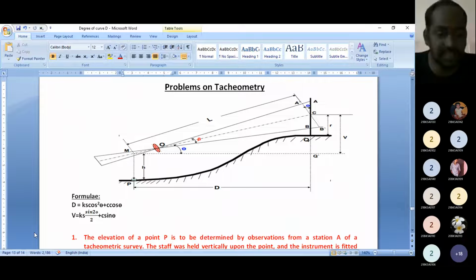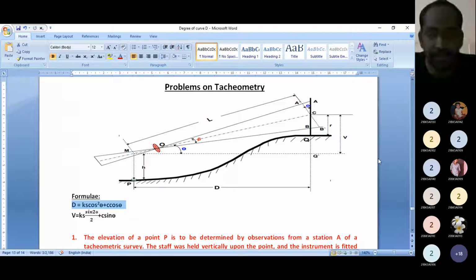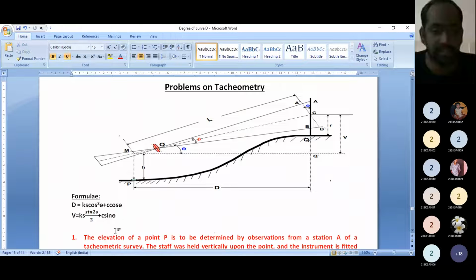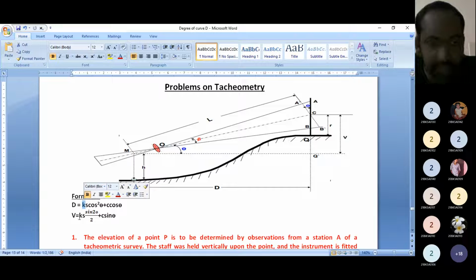To determine D, this is the formula: D is equal to Ks cos square theta plus C cos theta. And to determine V, this is the formula: V is equal to Ks sin 2 theta plus C sin theta. D, from the instrument to the object, is the horizontal distance on the surface, and V is the vertical distance from the instrument axis to the object. K is the multiplying constant, and always remember that in most cases the value of K will be equal to 100. If the K value is not given in the problem, you can directly take it as 100.